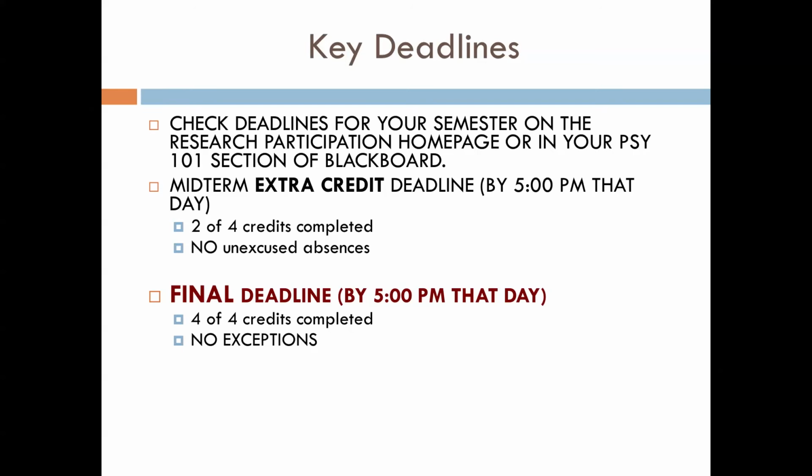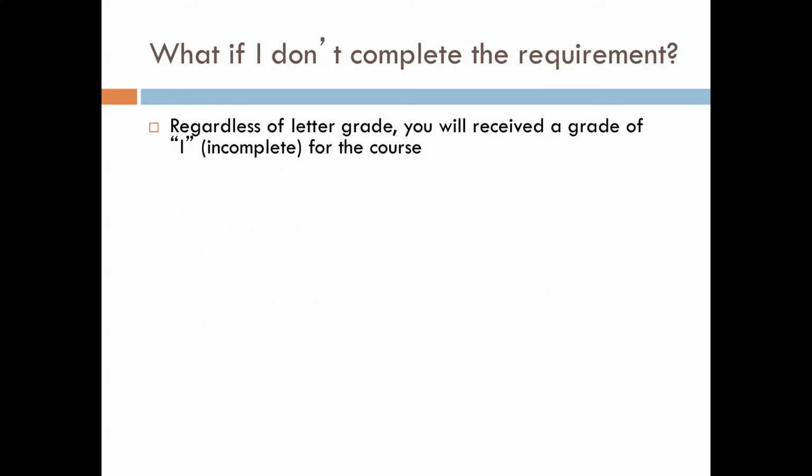Now, the final deadline for all research participation, whether that be research participation or article summaries, is by 5 p.m. of the final deadline, and there are no exceptions. If the full amount of credits are not achieved by the final deadline, you will receive an incomplete for the class, regardless of the letter grade. However, this incomplete grade can be removed if you are able to fully complete the research requirement the next semester.